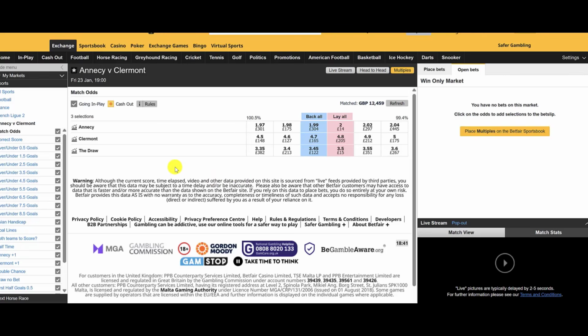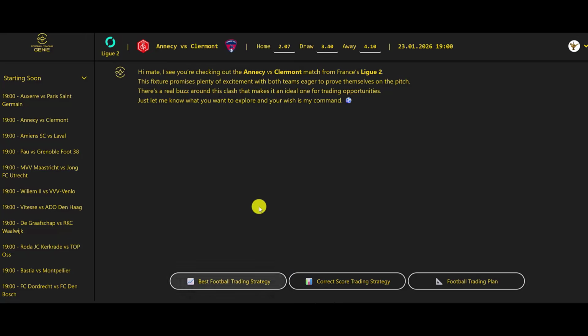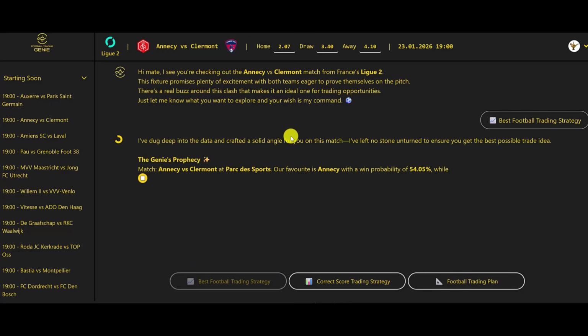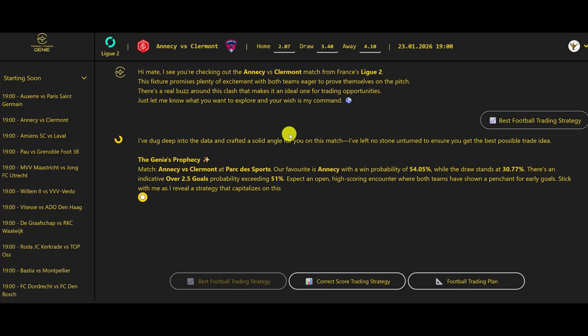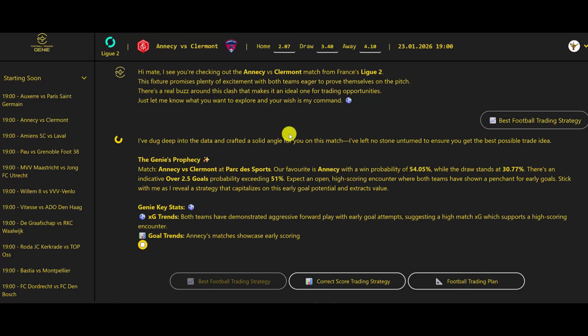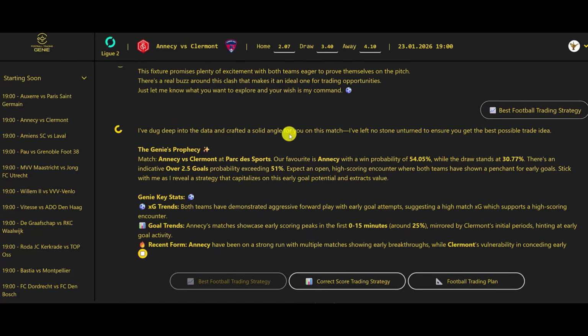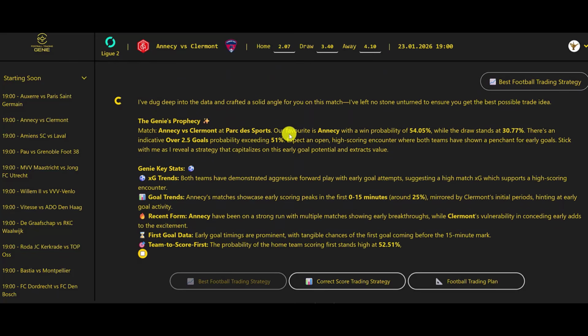Looking at these teams, I know absolutely zero about them, so we're going to turn to the AI to run all the research for us. We're not going to dig into the form of these teams. We're going to let the AI crunch the numbers, and it will give us the most optimal opening trading strategy for this match. That's the idea.